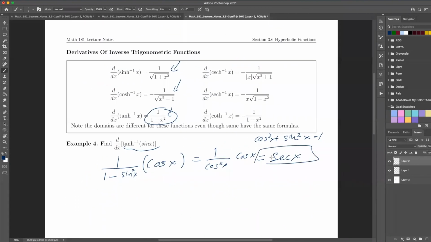Professor? Yeah. Can you explain again why it's 1 over 1 minus sine squared of x, please? Oh yeah, I can do that. So why is this cosine? From our old trig identities, cosine squared x plus sine squared x is equal to 1. If I move sine squared to the other side, I get cosine squared x equals 1 minus sine squared x. So if you see 1 minus sine squared x, that's just cosine squared x. It just comes from the identity.